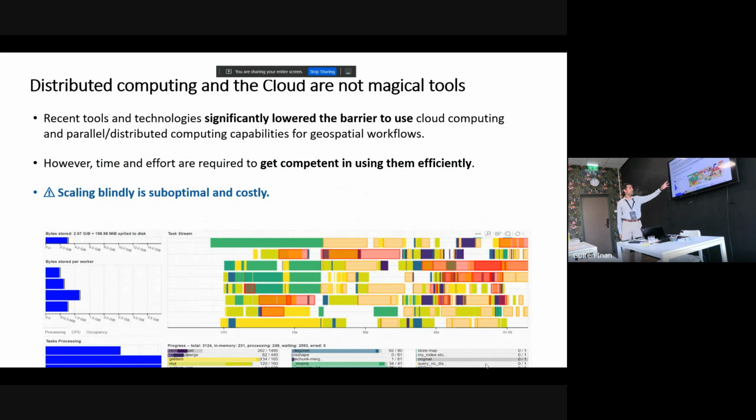And scaling blindly, just assuming that when you run your code on an HPC system, it will run fast, is not correct, and it is most of the time suboptimal and costly. And don't expect people to warn you also. That's the case. Okay.